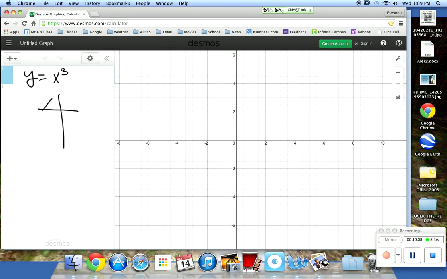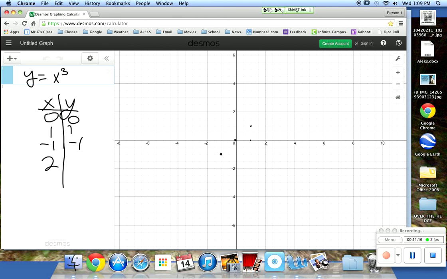If x equals 0, y is 0. If x equals 1, y equals 1, right? What about for negative 1? Negative 1 cubed is negative 1. What happens to our graph here? If we went to 2, it would be 8, right? Somewhere way up here, we can't even get to it.